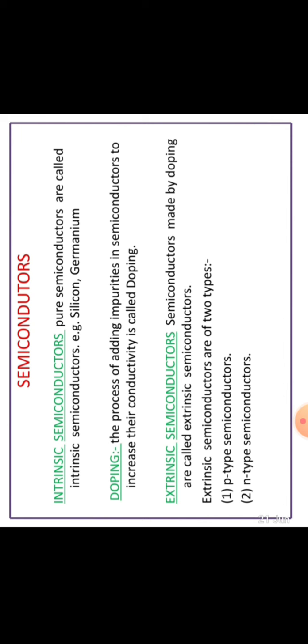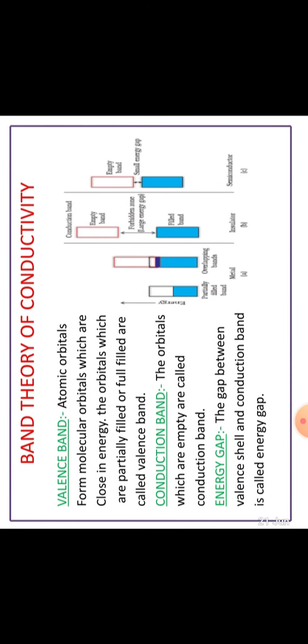So let's see extrinsic semiconductors. As I told you, extrinsic semiconductors are prepared by mixing group 13 elements or group 15 elements or other group elements with group 14 elements. So these semiconductors can be classified into two types: p-type semiconductors and n-type semiconductors. Let's start p-type and n-type semiconductors in detail.